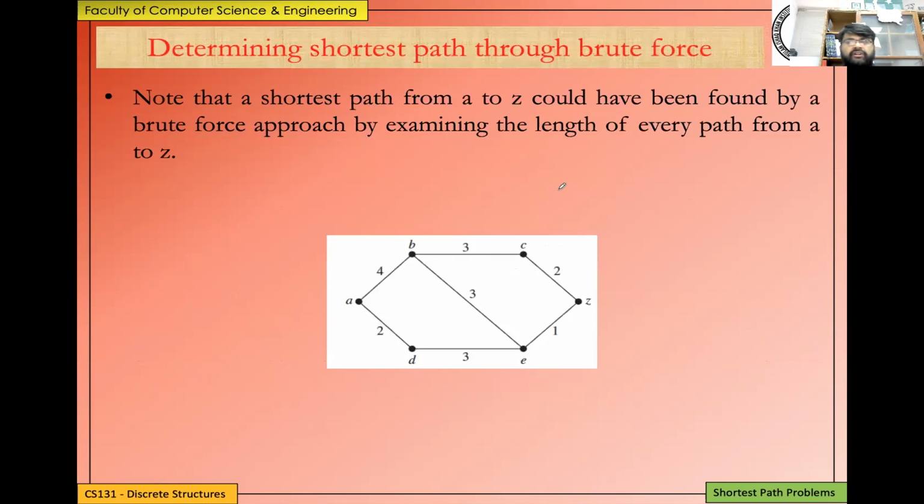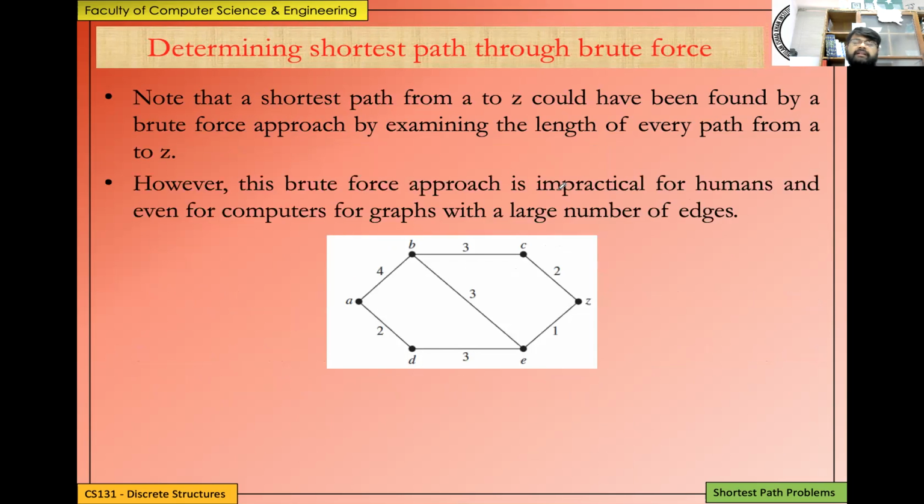Note that the shortest path from A to Z could have been found by a brute force approach as well, like I said earlier, by examining the length of every path from A to Z. That's the simplest one. However, this brute force approach is impractical for humans and even for computers for graphs with a large number of edges. That's the exact reason why I rejected that brute force approach.